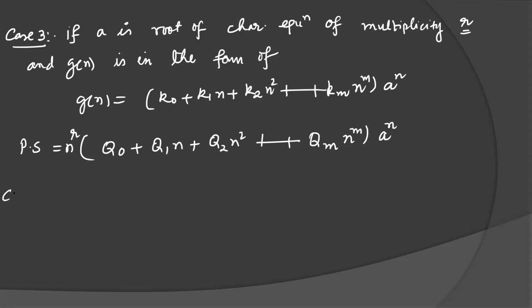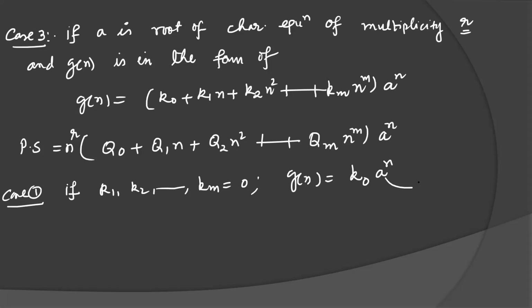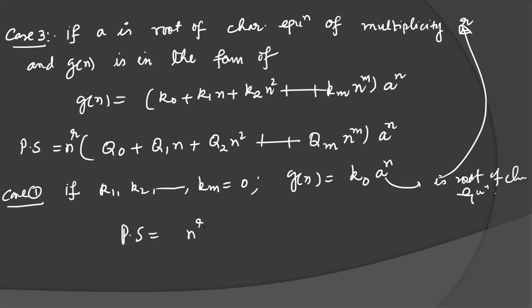Take some cases. Case 1. If K1, K2 and Km are 0, meaning Gn is in the form K naught a to the power n, and a is a root of the characteristic equation with multiplicity r, repeated r times, then the particular solution will be n to the power r Q naught a to the power n.